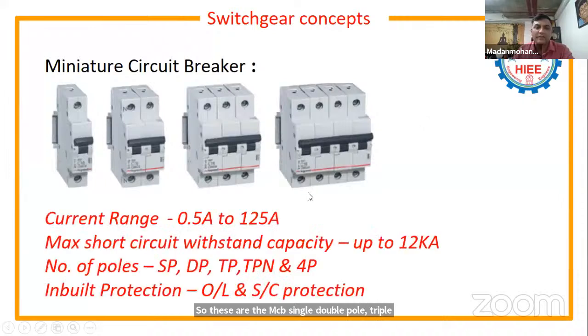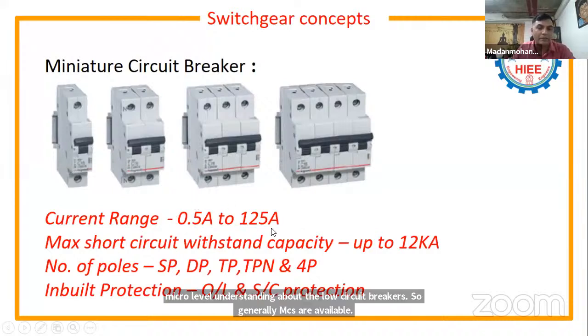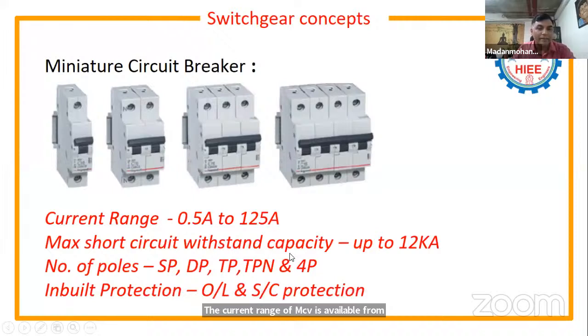And the technical specifications of MCBs are very, very important points, guys. Please note down the points if possible, because everybody knows about MCB, but nobody knows the micro-level understanding of low voltage circuit breakers. The current range of MCBs is available from 0.5 amps to 125 amps, and the maximum short circuit withstanding capacity is up to 12 kilo amps. Mostly we use MCBs for distribution loads.